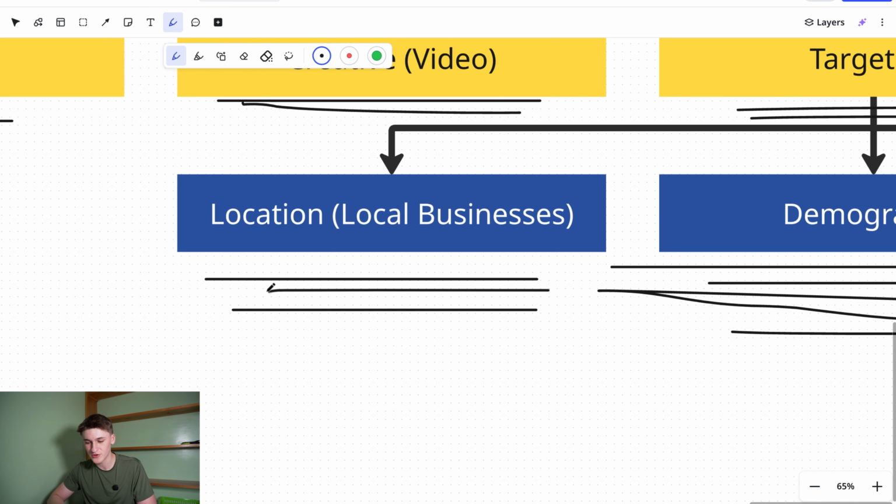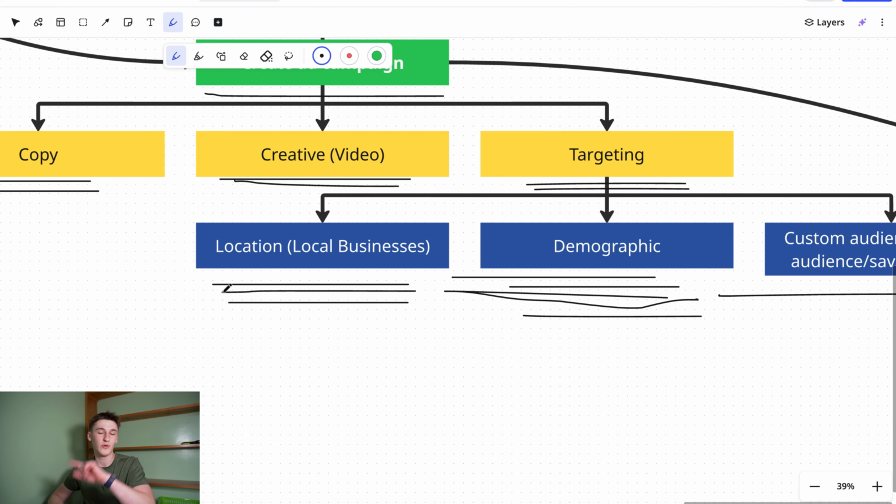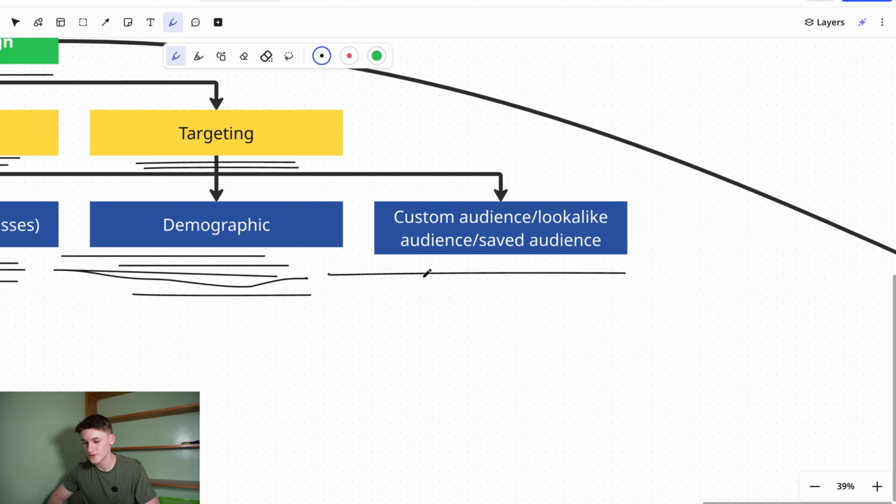By location, you can just set a radius, certain area that you want your ad to run in, and only people in that area will see your ad. And then we go over to custom audience, lookalike audience, and saved audience. These become a bit more technical.